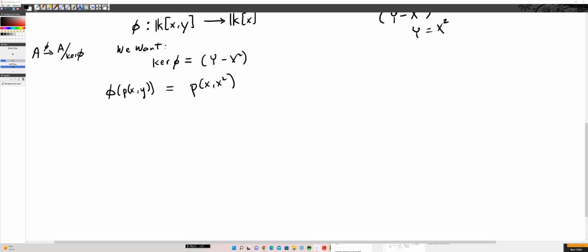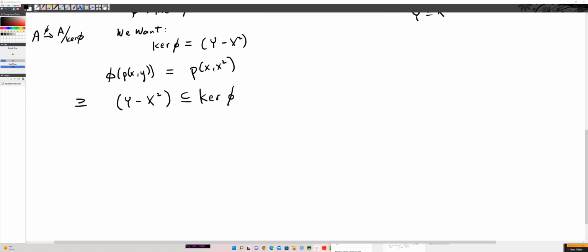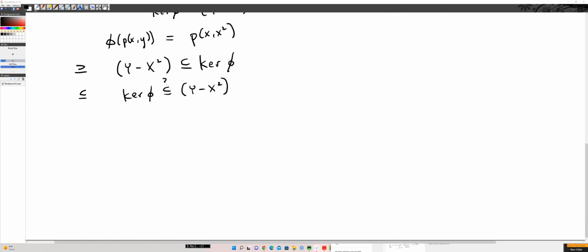And now we ask ourselves, is the kernel equal to this ideal? Well, one direction is obvious. Remember, I have to prove two directions, inclusion in one direction and inclusion in the other direction. This is obvious, okay? I'm aiming this way. That's why this is backwards and this is forwards. If I plugged in x squared where I saw this y, it's going to give me 0, right? So this inclusion is very obvious. That leaves me with the other inclusion, which is not quite as obvious. We have to pick an element of the kernel and show that it's in this ideal.